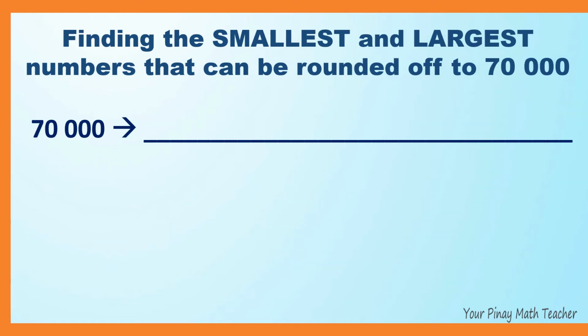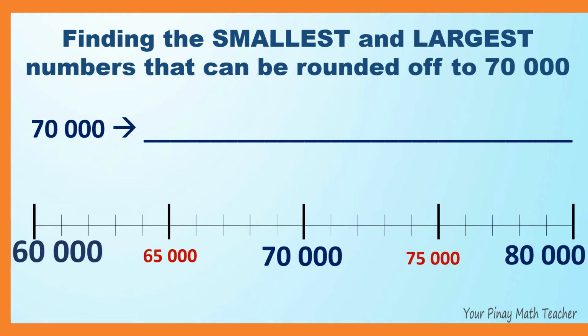How about the smallest and the largest numbers that can be rounded off to 70,000? So based on our number line, between 60,000 and 70,000 is 65,000, which can be rounded off to 70,000. 75,000 also, which is in the middle of 70,000 and 80,000, should be rounded off to 80,000.